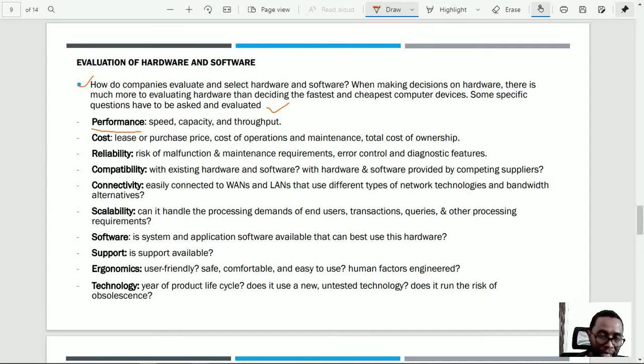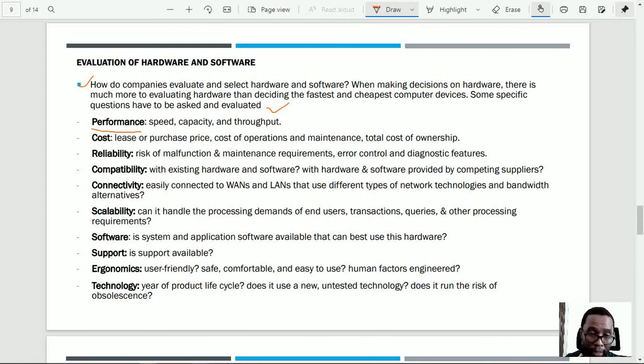Now, cost, on the other hand, is what's the cost of purchasing this resource, or what's the cost of having to lease this resource in some cloud or something like that, or what's the cost of operation and maintenance, or what's the total cost of ownership. So there are some questions that must be asked.